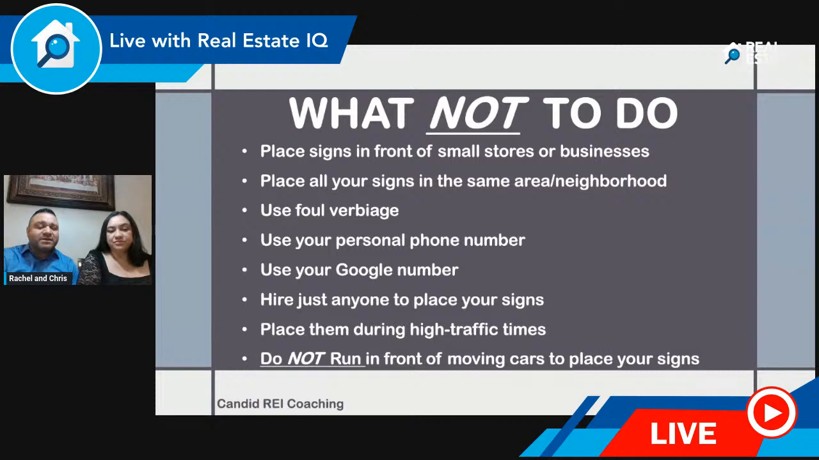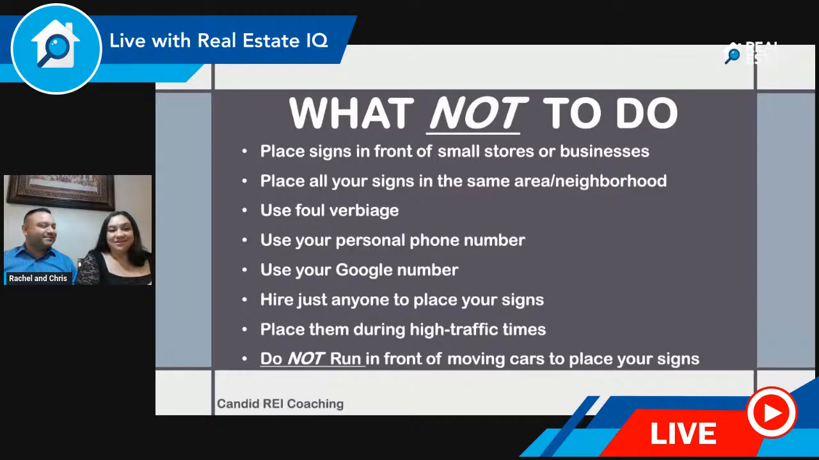Before we continue, these are things that you shouldn't do. We just didn't want to put "do not." So you can put out signs in the same neighborhood, but you don't want to put out 100 in just one area. I think what we meant to say is don't put 2 or 3 or 4 in the same intersection, spread out the wealth.